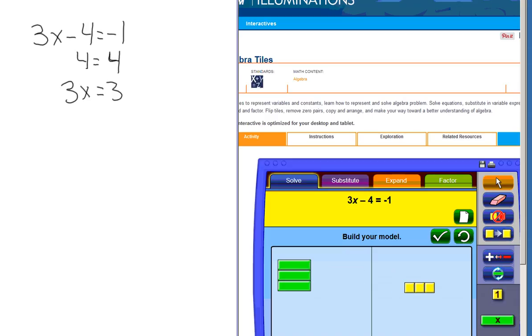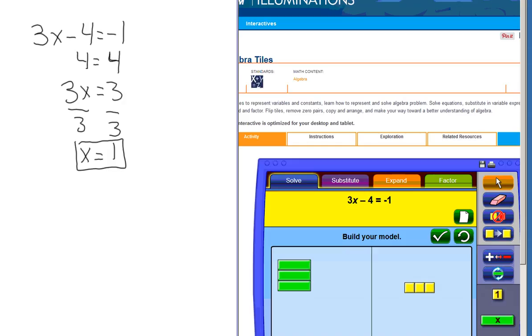This leaves us with 3x equals 3. Now, the thing to see here is there are going to be 2 ways to do this. The first way is using the equations, we just divide both sides by 3 to solve for our single x. In doing this, we get x equals 1, which would be the solution.